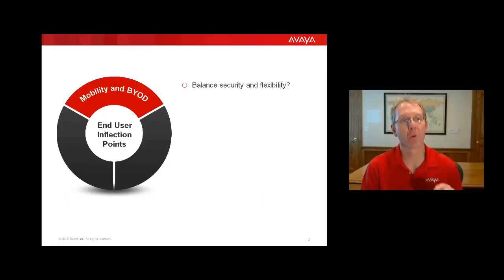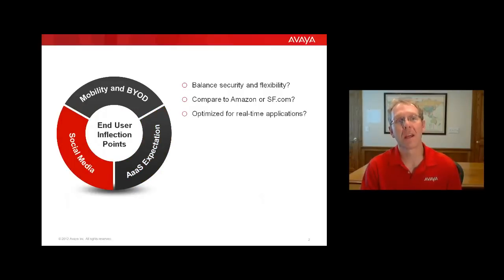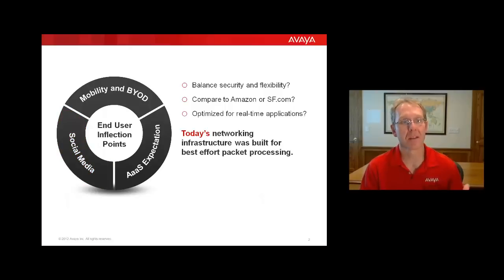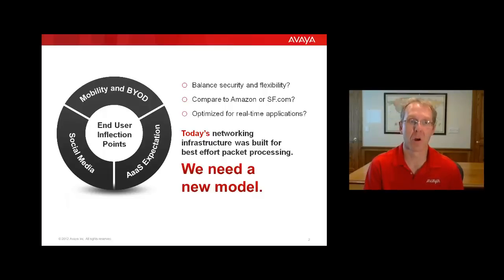First, how far can we go in balancing security and user device flexibility? Second, users have been exposed to some very impressive cloud service models. They are comparing your services to these. Third, social media has exposed the enterprise to a set of very non-traditional access and content models. But more importantly, the most recent models are real-time based. Now, we've been building networks in the same kind of best effort packet model for over 15 years. We think it's time for a new model.